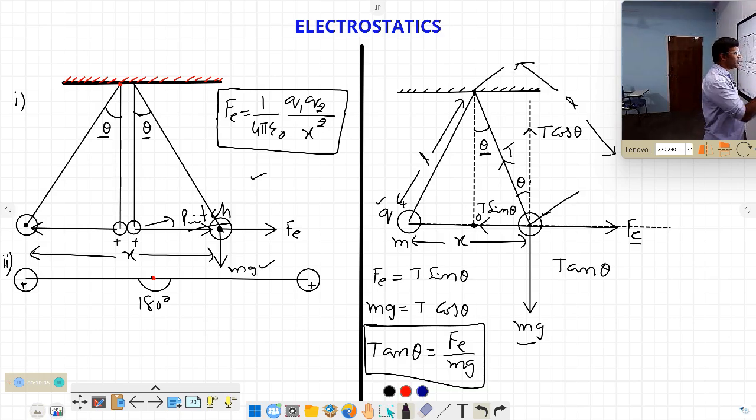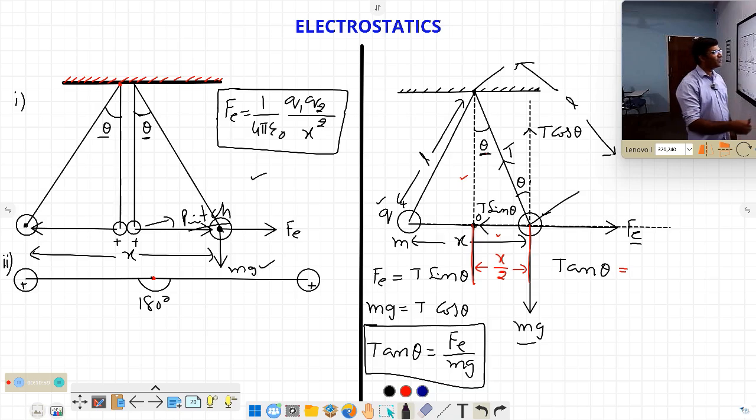Now from here to here, what is this one? I'm taking it in red color. From here to here is nothing but x by 2, half of the distance of separation between these two. Now our requirement is tan theta. What is tan theta? Opposite by adjacent. Which is opposite? This is theta. If you say this is opposite, this becomes adjacent.